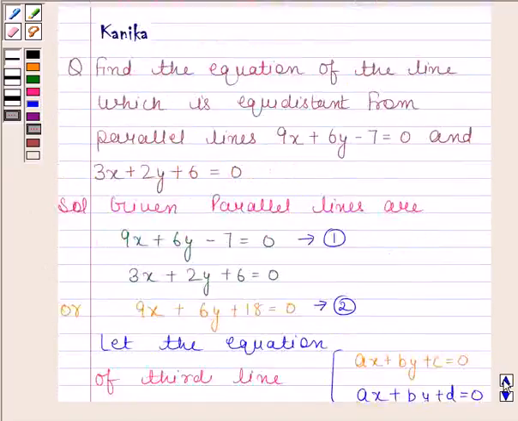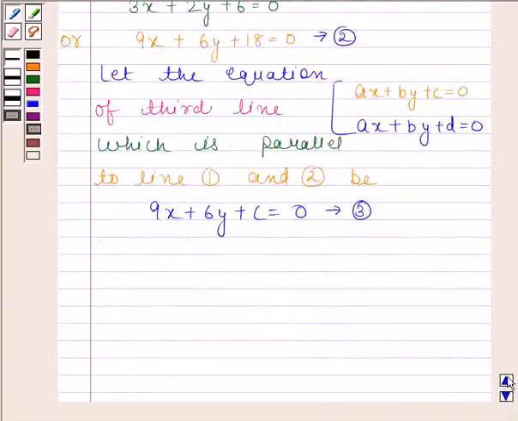In the question, it is given that line 3 is equidistant from line 1 and line 2. This means the distance between line 1 and line 3 and distance between line 2 and line 3 is same. So let's first find the distance between line 1 and 3.